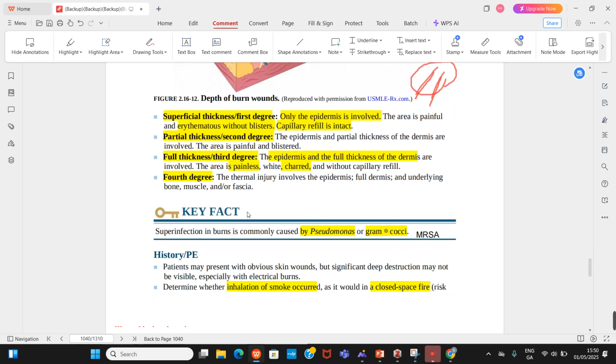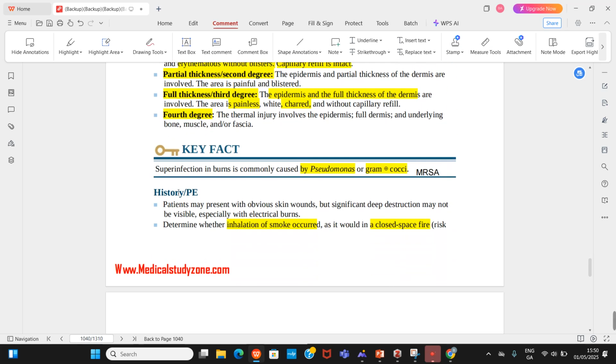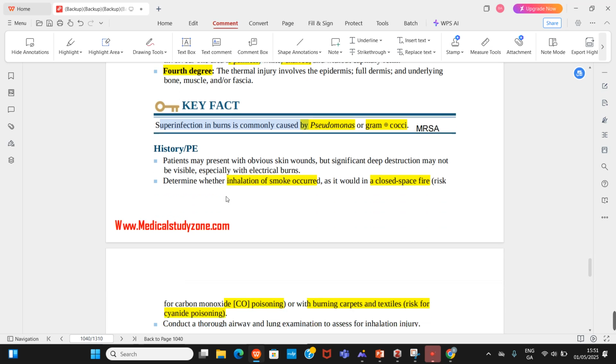Yes, sir. Thank you. So, what are the organisms that we expect? Burn injury, rule out Pseudomonas, especially, and MRSA. Pseudomonas is the most common one that you have to worry about. Complicated burn injury, Pseudomonas. And if you don't see Pseudomonas in the options, pick MRSA.